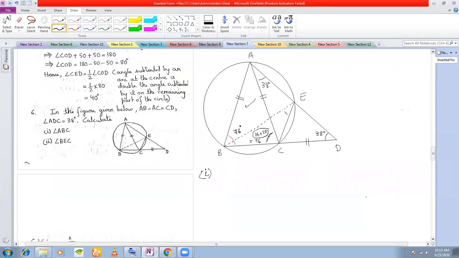So I will answer the first part of the question. I will write: triangle ACD is isosceles in which AC is equal to CD. Okay.